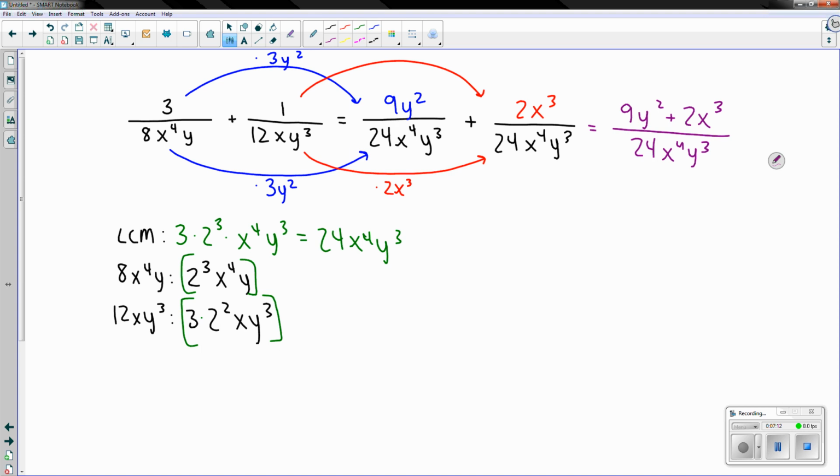And what I could do from here, again, when we get our final result, look to simplify. So can I simplify this any further? There's no common factor in the numerator to remove in hopes of a cancellation. So this is the best I can do.